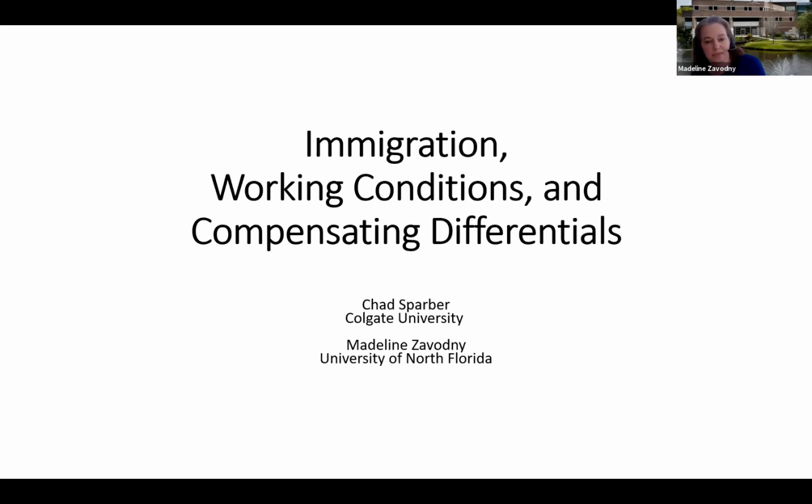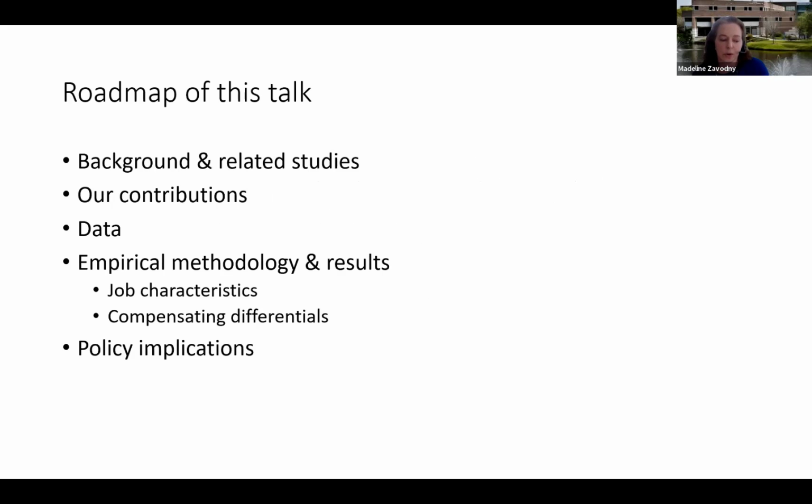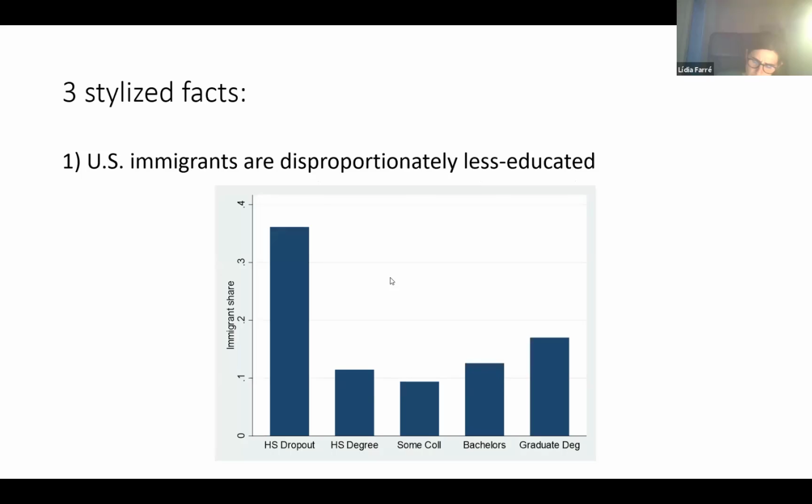And so just to give you a quick roadmap of what we're going to be doing for the next 45 minutes, I'll talk about the general background, what we view as our contributions to the literature, and then the data. Then we'll switch over to the empirical methodology and results with Chad, first thinking about job characteristics, so these working conditions, which are really occupational measures. Then we'll switch over to compensating differentials, and then I'll talk some about policy implications.